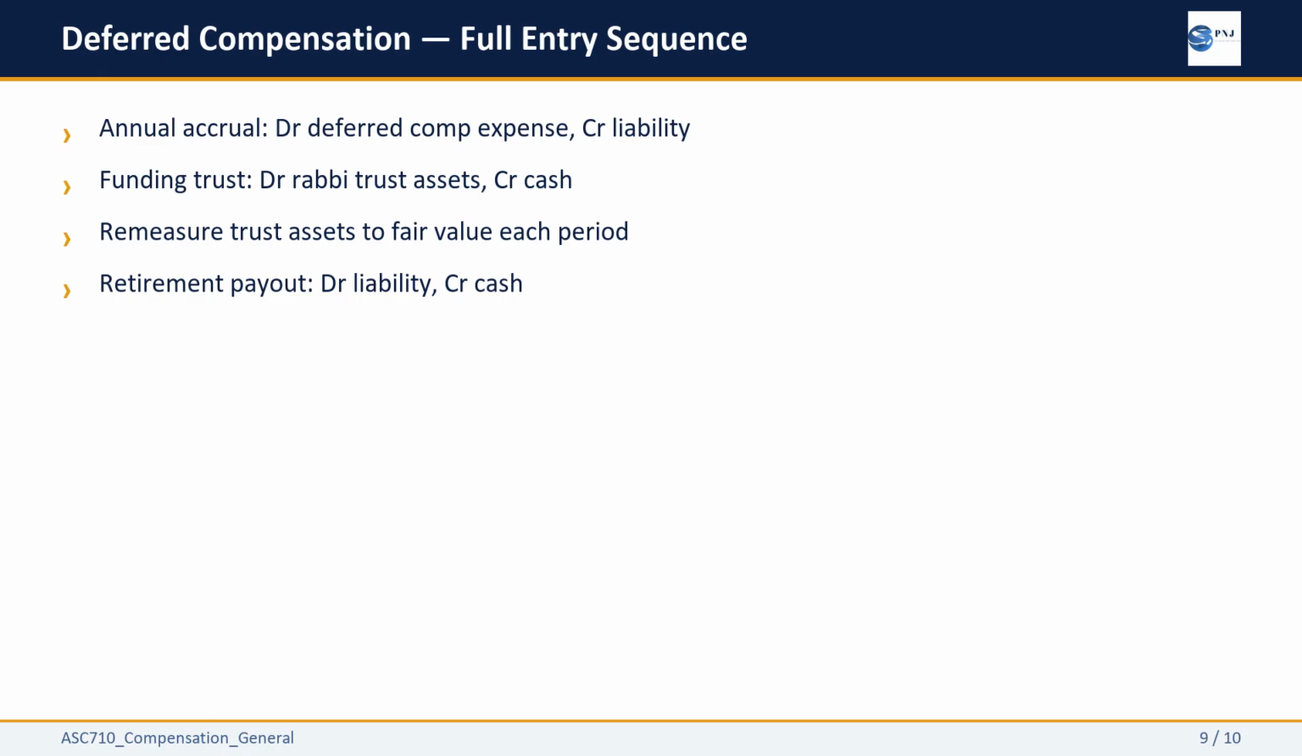If the trust is liquidated to fund the payment, first convert the trust asset to cash, debit cash, credit Rabbi Trust assets, then pay the employee from that cash. Throughout, the liability and the trust asset are presented separately. No offset at any point.